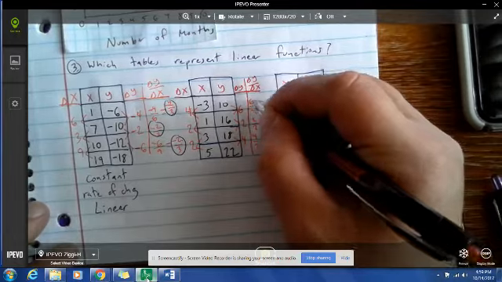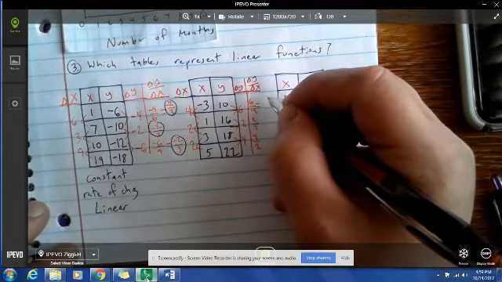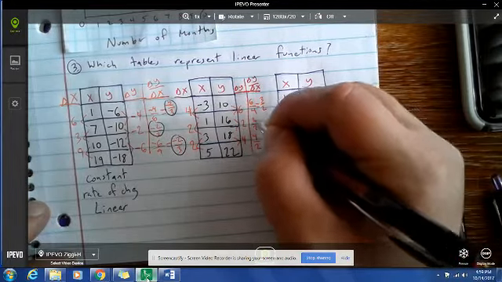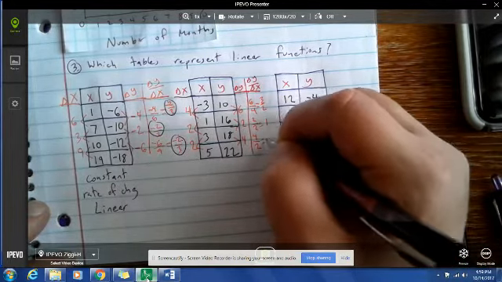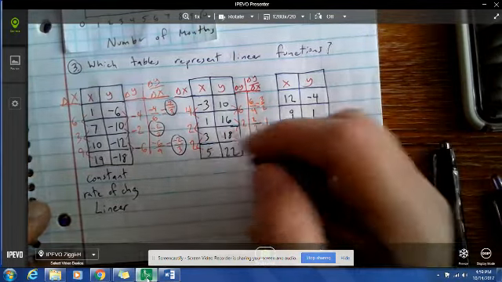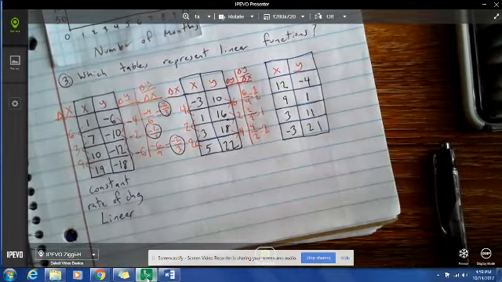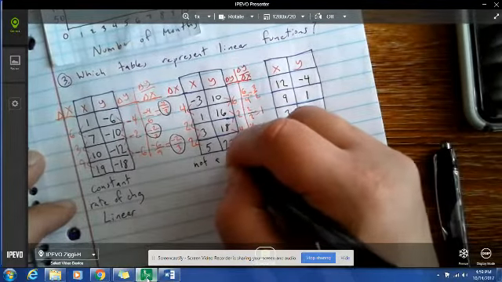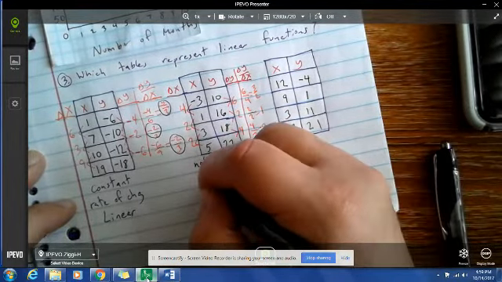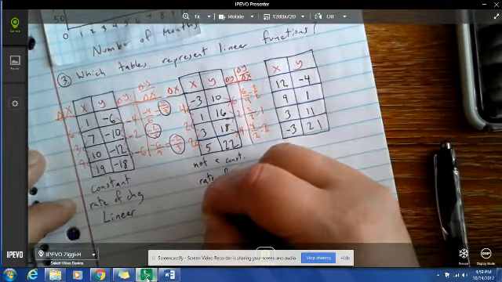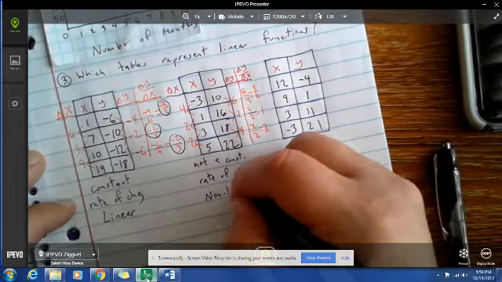So this simplifies to 3 over 2. This simplifies to 1, and this simplifies to 2. So these are not equal. So this is not a constant rate of change, making this non-linear.